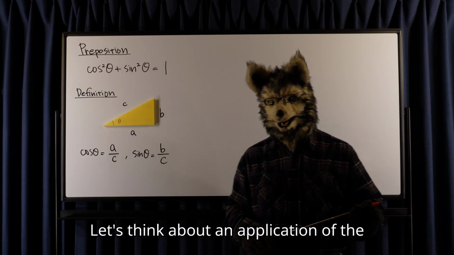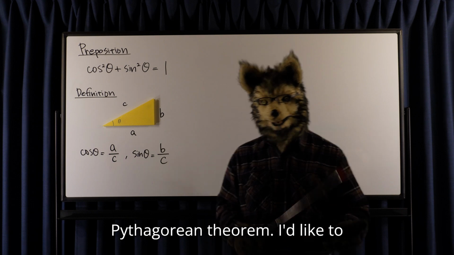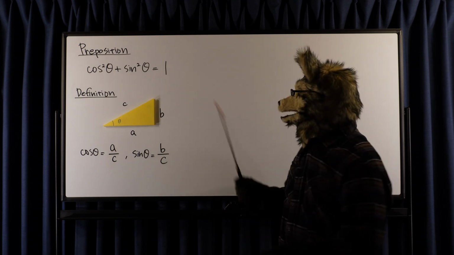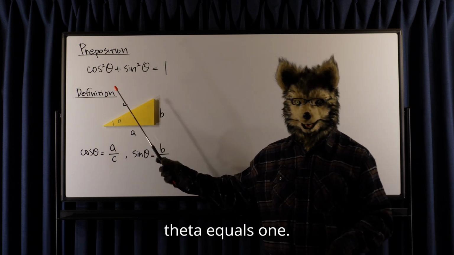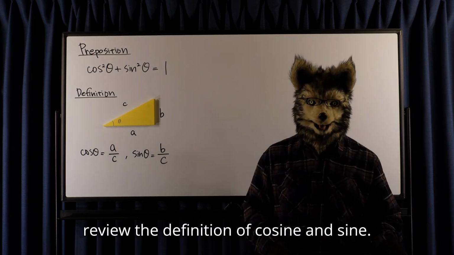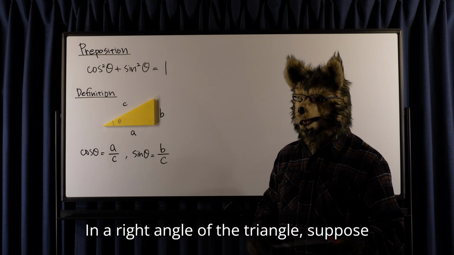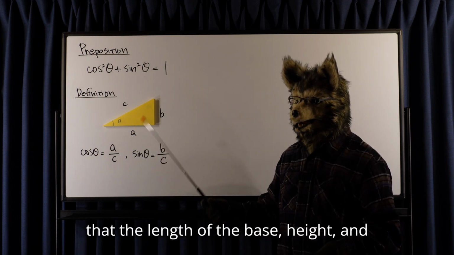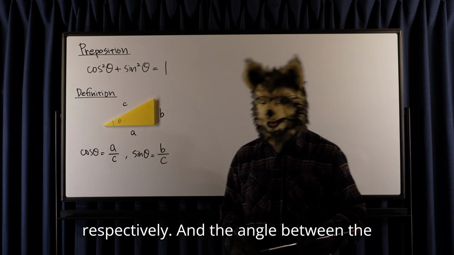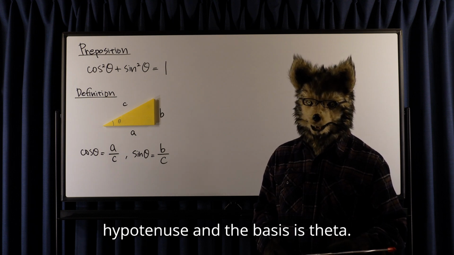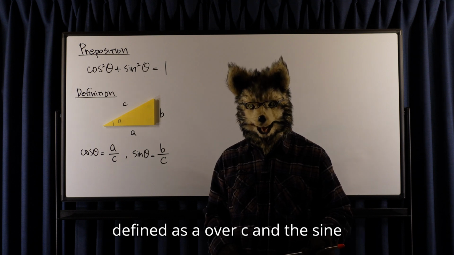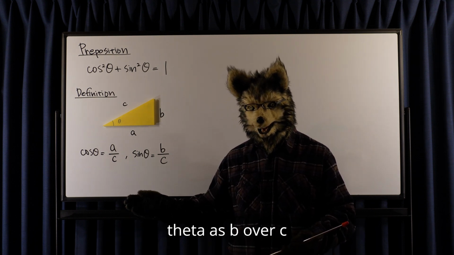Let's think about an application of the Pythagorean Theorem. I'd like to introduce an important formula for trigonometric functions, that is, cosine squared of theta plus sine squared of theta equals 1. First, let's review the definition of cosine and sine. In a right-angled triangle, suppose that the length of the base, height, and hypotenuse are A, B, and C respectively. And the angle between the hypotenuse and the base is theta. Under these conditions, cosine theta is defined as A over C, and the sine theta as B over C.